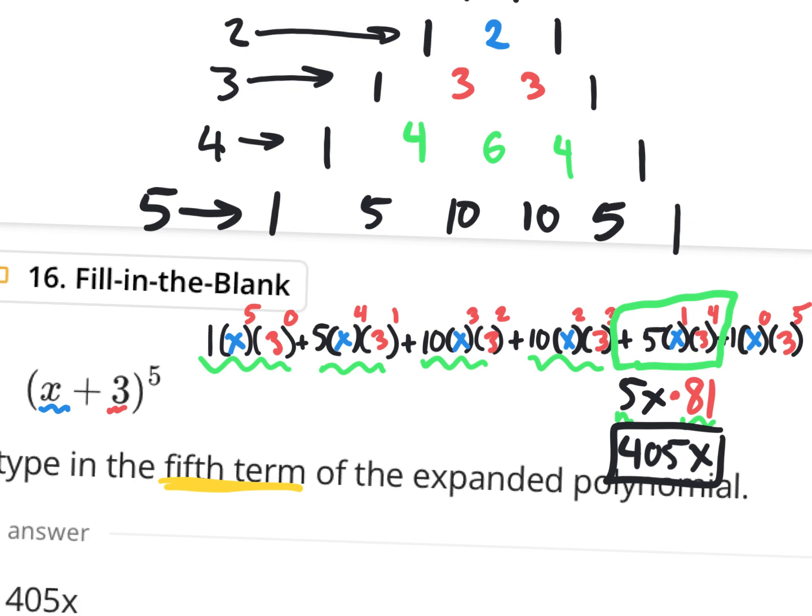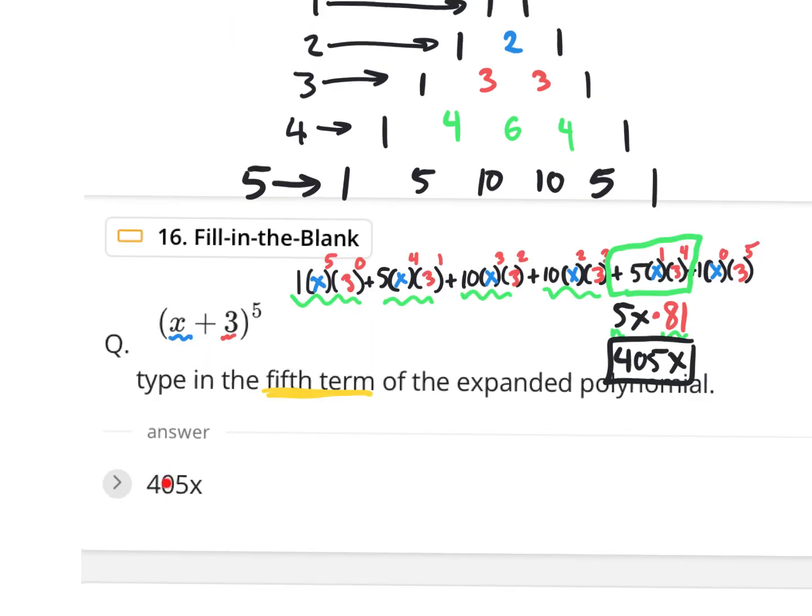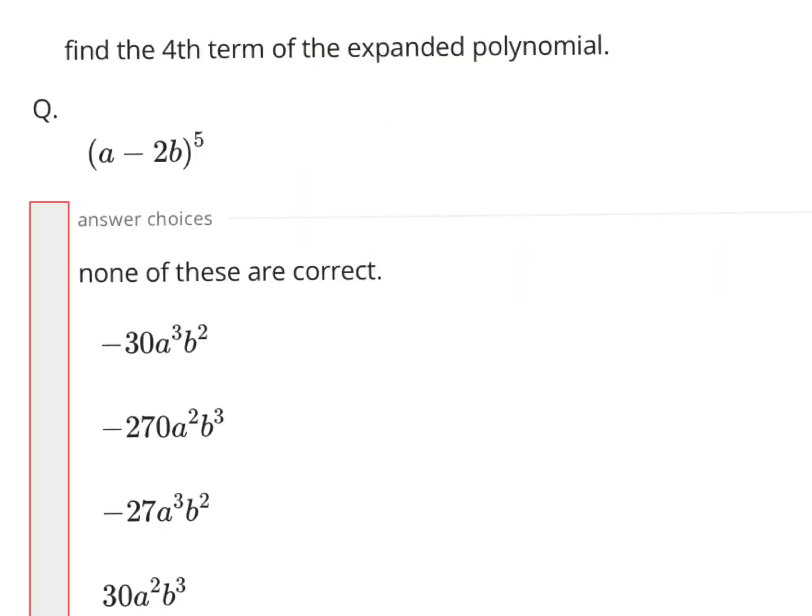Now, if they actually said write the whole polynomial answer, then you'd have to do all that math to all of these and write them as a long, nasty polynomial. But they're only asking for the 5th one, so that's the answer, 405x, okay? And that is the answer they give us right here. So we need to find the 4th term of this expanded polynomial.